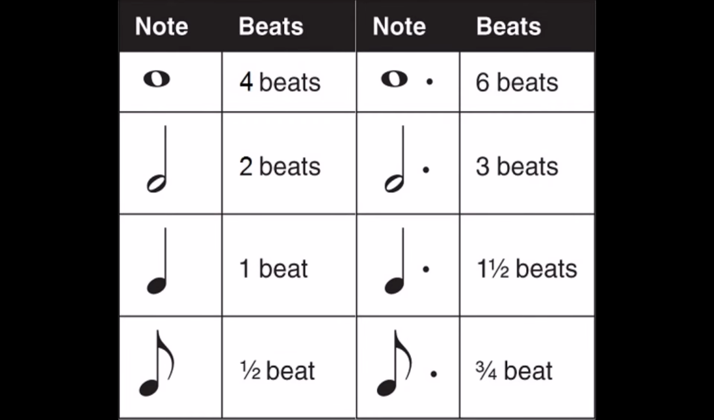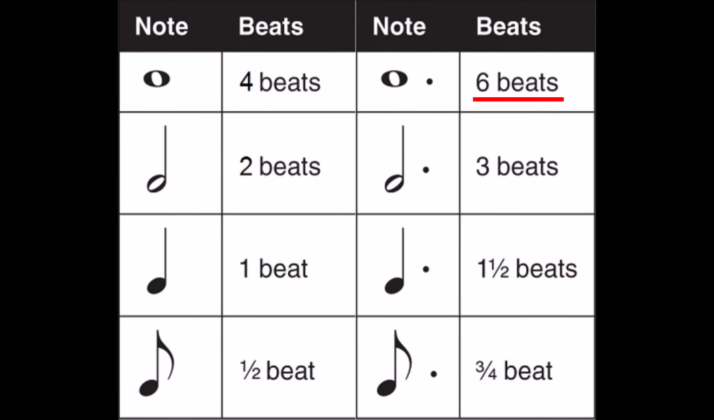If a dot is added to a whole note, you must add half the value of a whole note to that note. A whole note has a value of 4. Half of 4 is 2. This means that a dotted whole note has the value of 6.